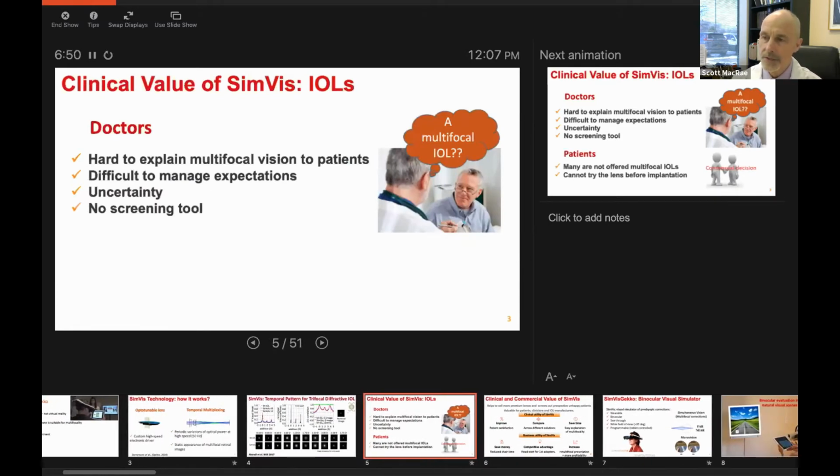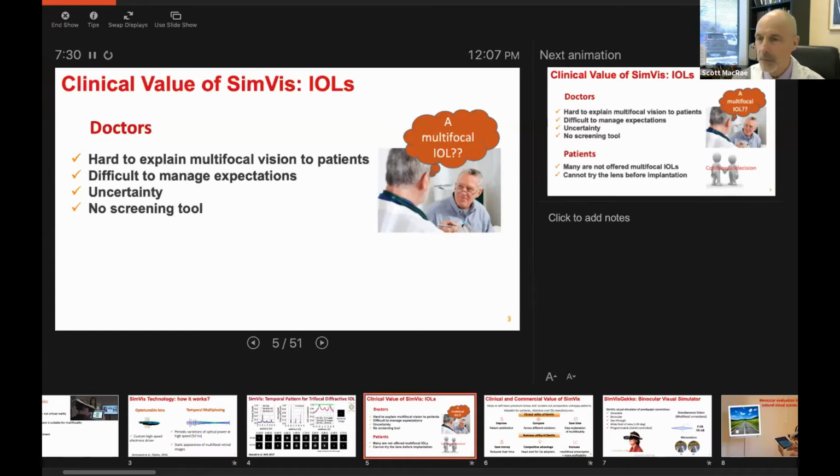The clinical value of this solves some of the problems that we have. It's very hard for us to explain multifocal vision to patients. We can describe it, but we can't demonstrate it. This system can actually demonstrate the multifocal vision to patients under varying conditions. It's also difficult to manage their expectations, but by using this system, you can actually give them a reasonable idea of what it would be like to look at distance vision under photopic or mesopic conditions, as well as near vision under photopic and mesopic conditions. This allows you to manage their expectations.